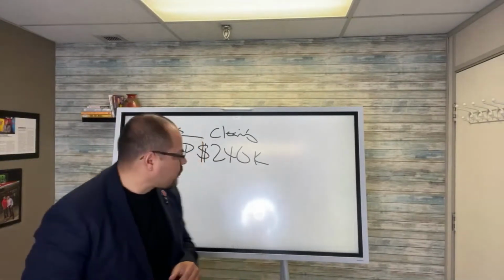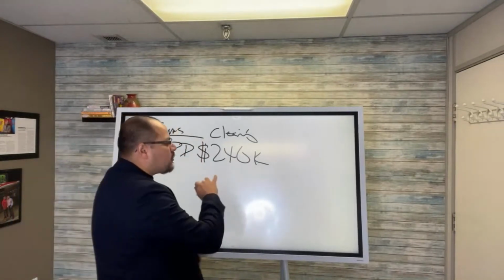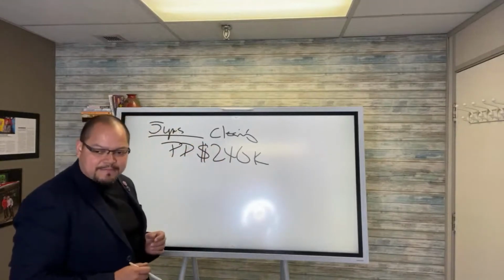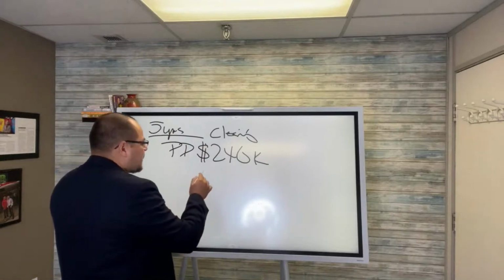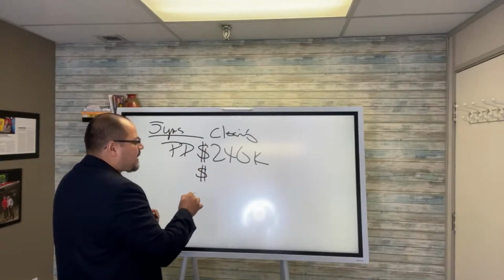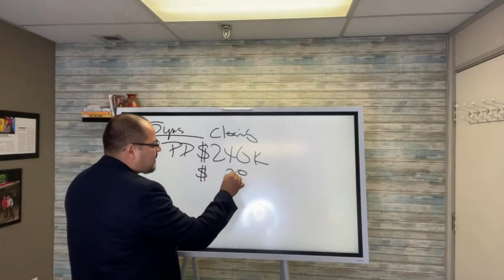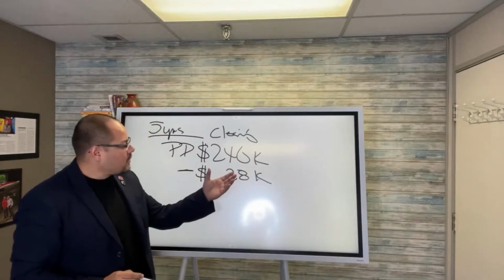So I'm going to show you how this works. We're now closing the deal at $240,000 5 years from today. The buyer has a credit of $28,000. So we minus the $28,000 from the 240.